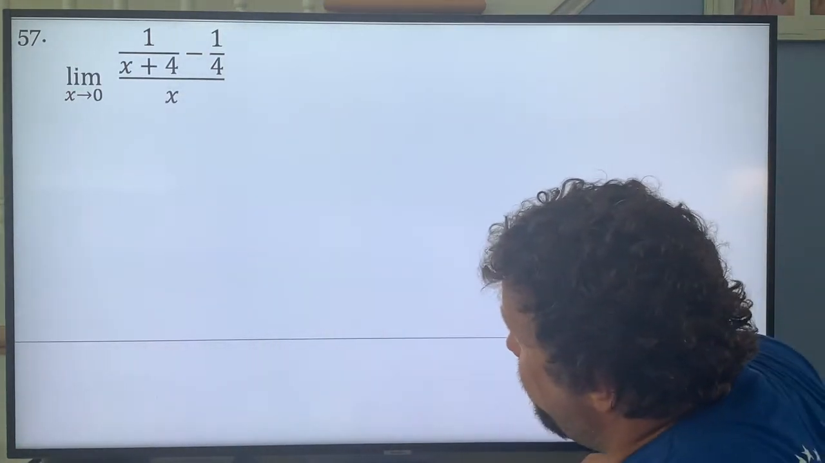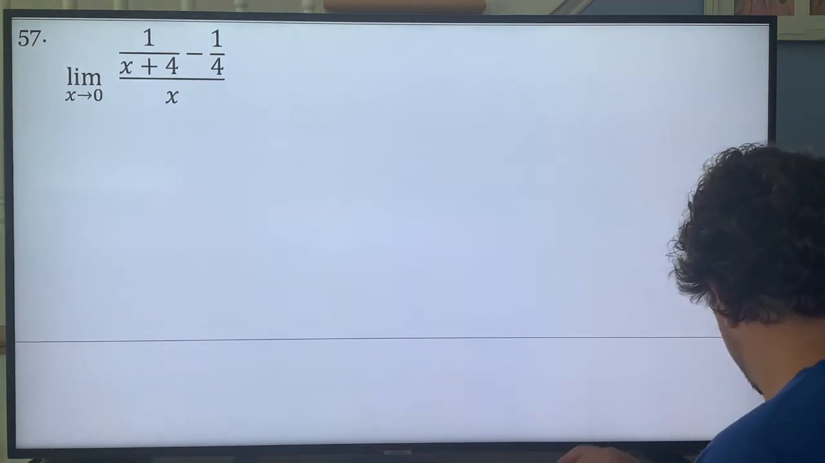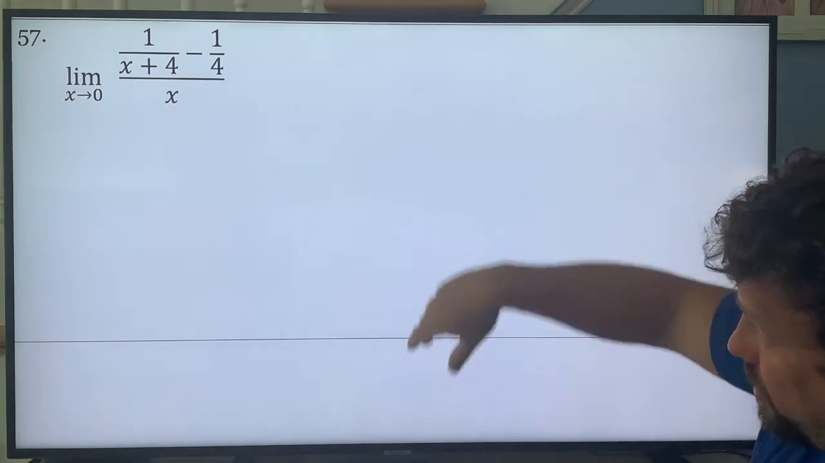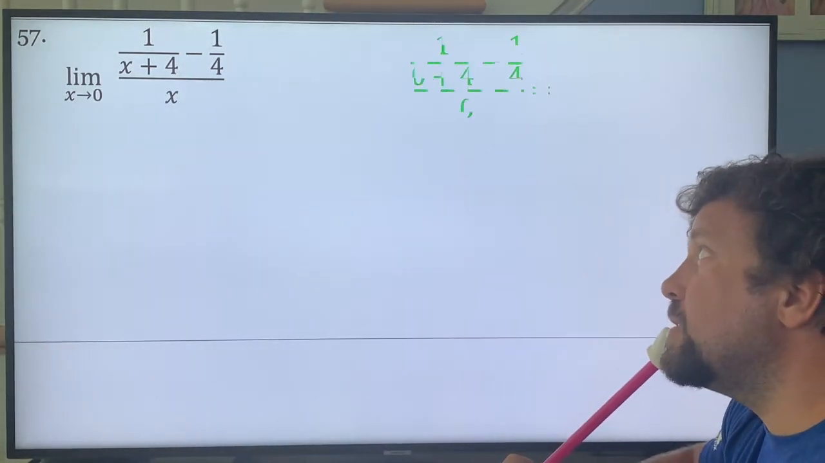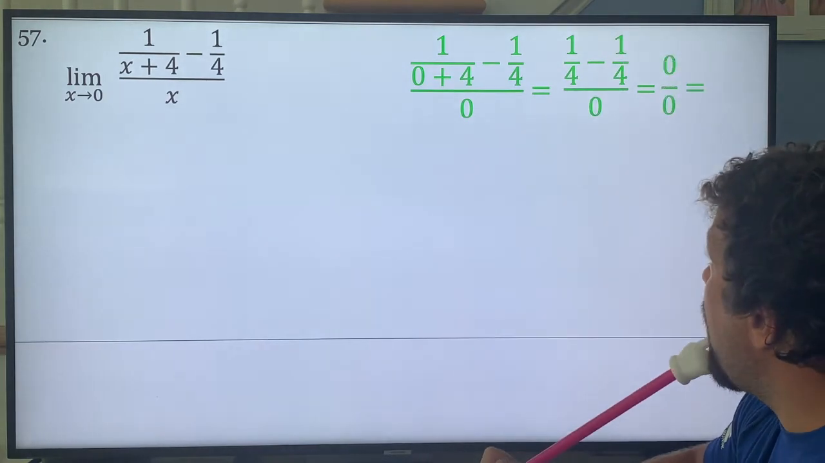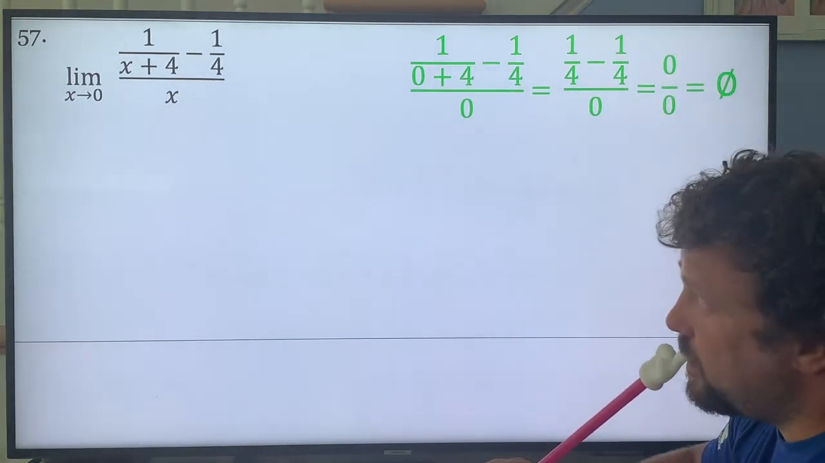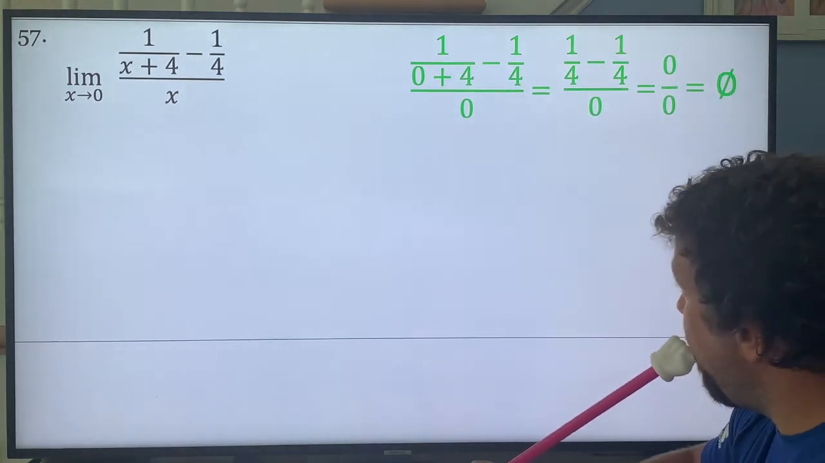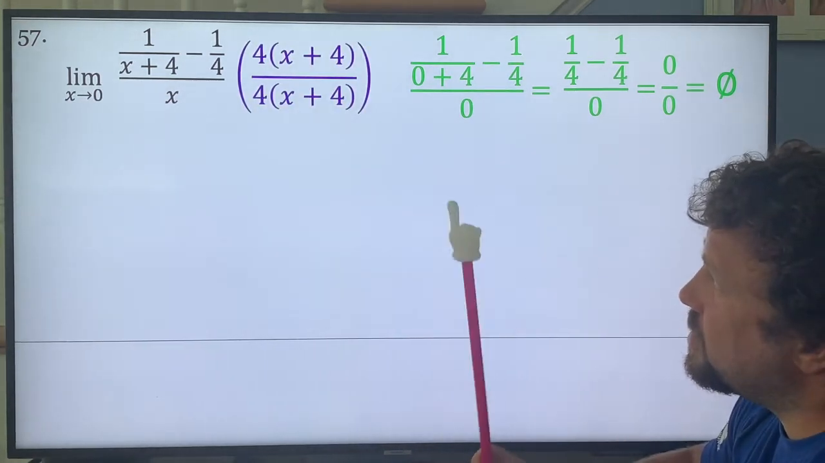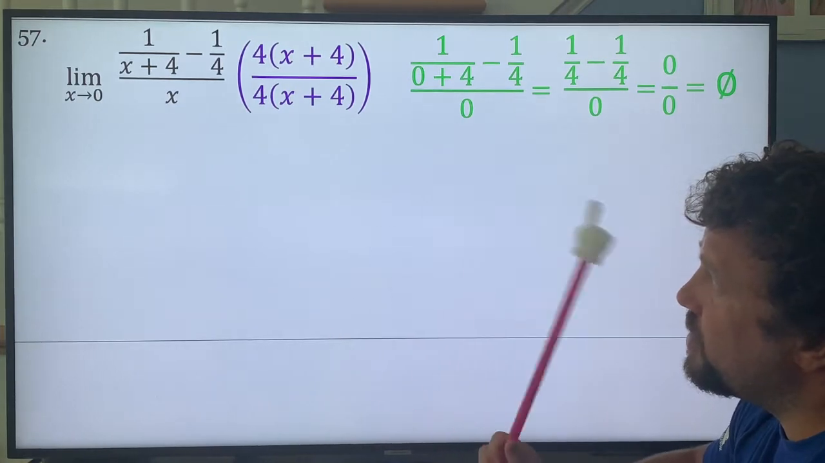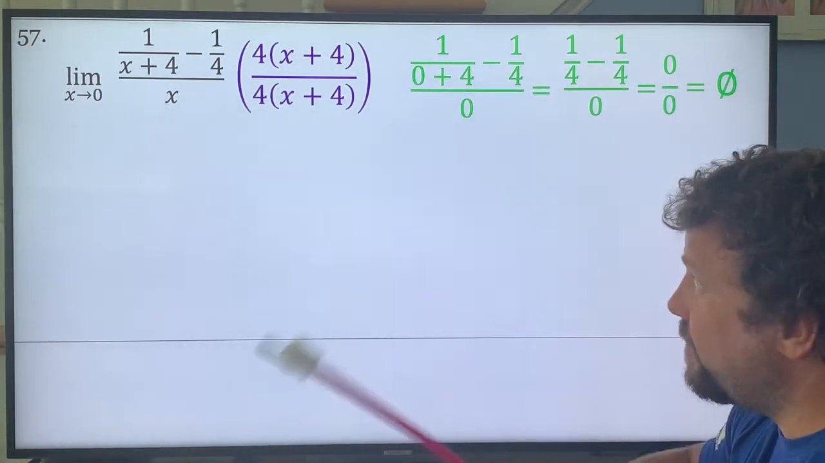All right, go to 57. Oh, this one, not even covering class, but we'll go over it anyway. How do you think you do this? Let's type in 0. Undefined. That's not how you do it. What could we do? How about we multiply it by 4 times x plus 4? Now, why do we multiply it by 4 times x plus 4? Anyone have a clue?